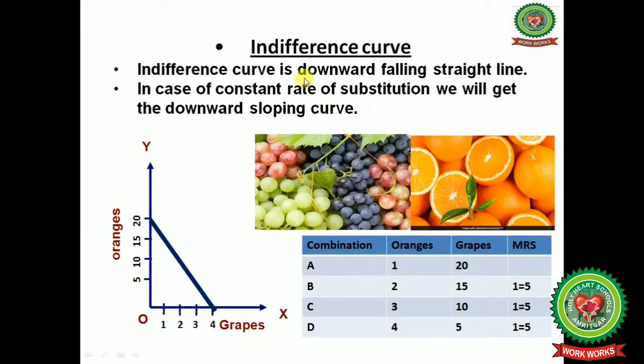Next, the indifference curve is a downward falling straight line in case of constant rate of substitution. Here you can see that with the increase in oranges, the grapes are sacrificed at a constant rate, that is 5 units every time. 1 orange means 5 units of grapes sacrificed. After joining the points we get a downward sloping straight line curve, that is the indifference curve.